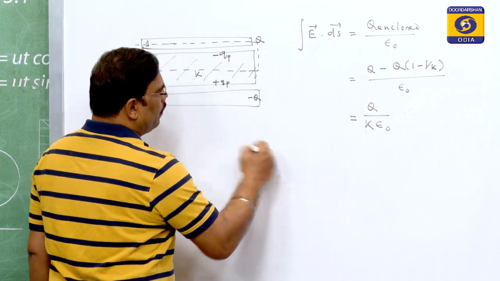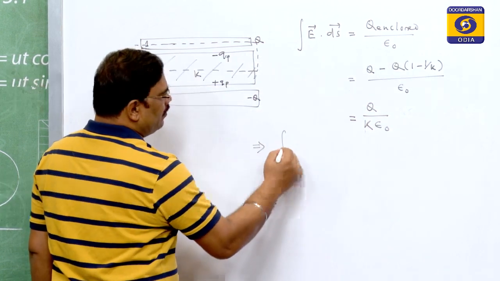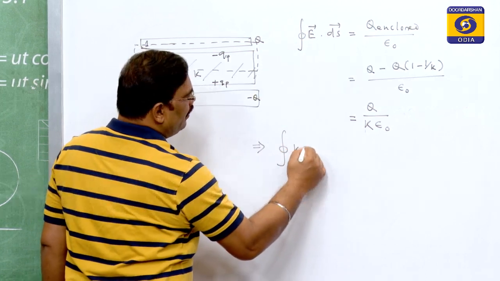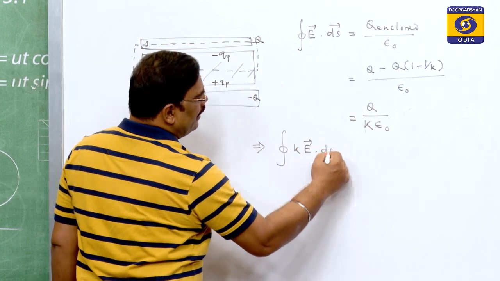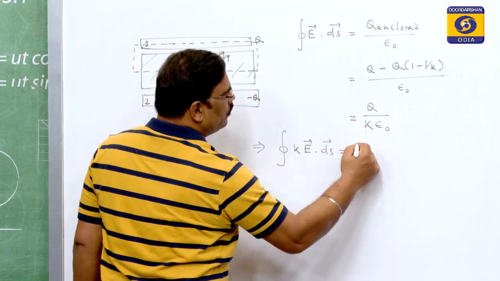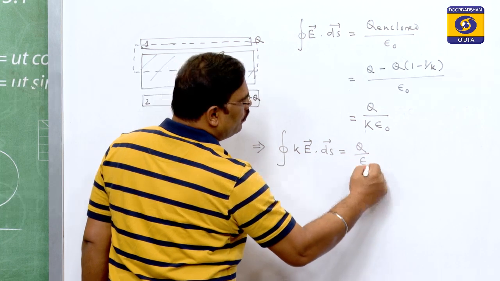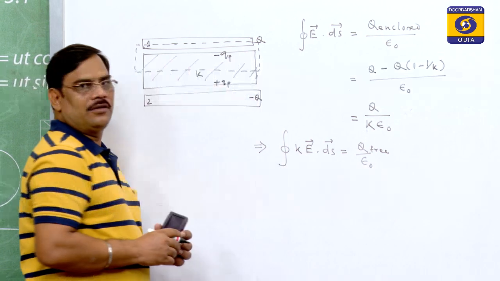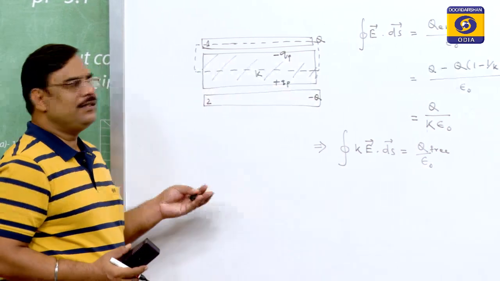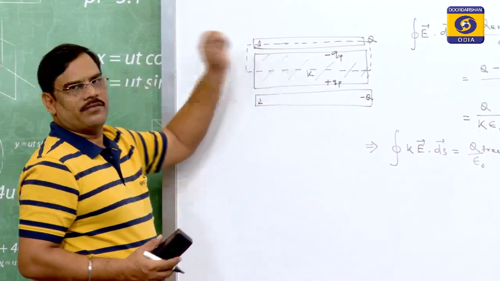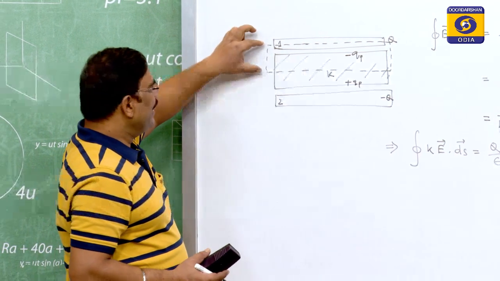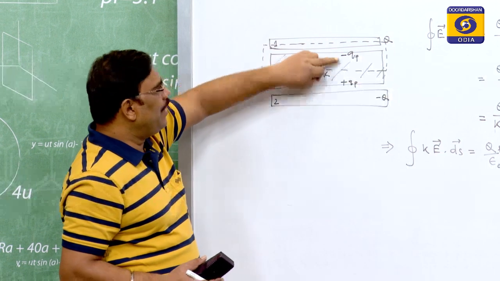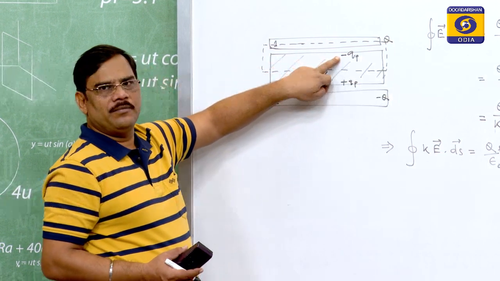So, therefore, integration over the surface K E dot ds is equal to Q divided by epsilon 0. Now, I can write this Q as the free charge present inside the surface. So, inside the surface we have free charge Q and bound charge minus QP.